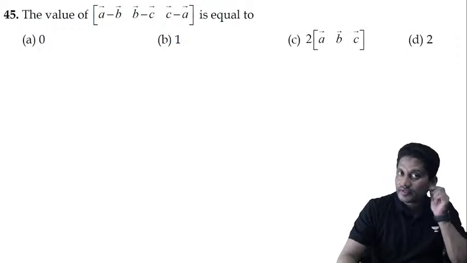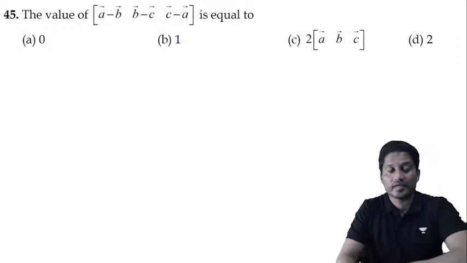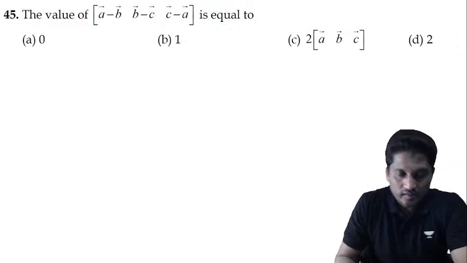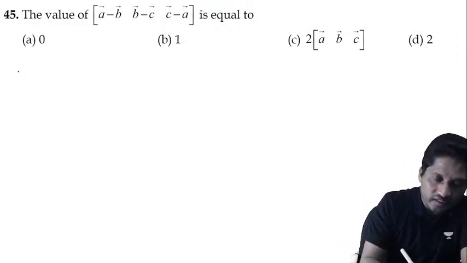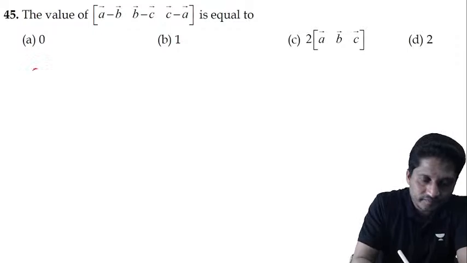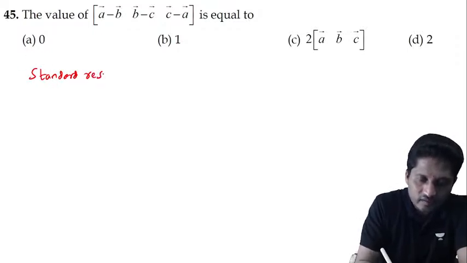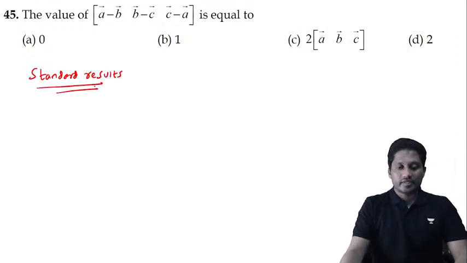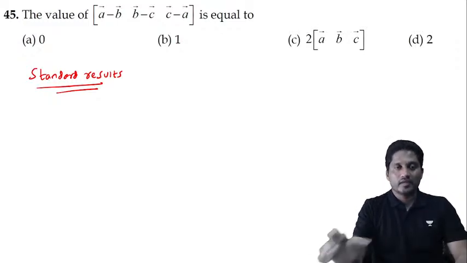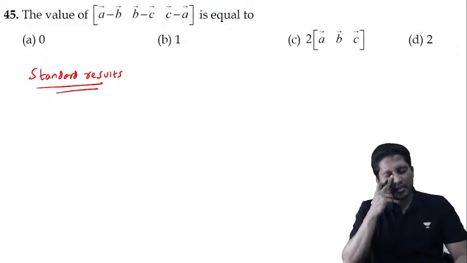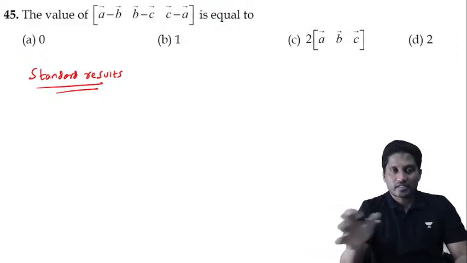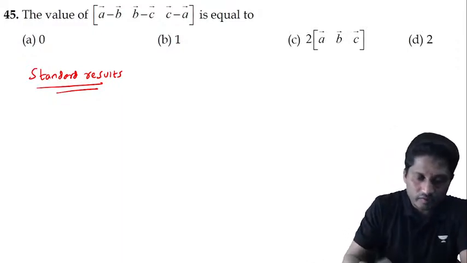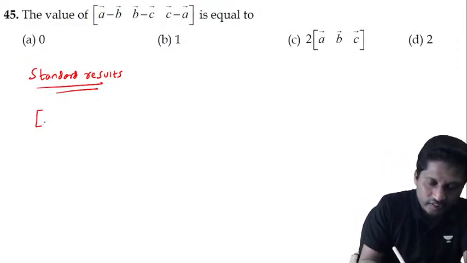Question number 45. What is box of A minus B, B minus C, C minus A? See this, there are some standard results which you have done in NCERT. Standard result. This scalar triple product was deleted for CBSE students. So CBSE students will go through this scalar triple product, STP. This was supplementary portion in NCERT textbook book 2, exercise 10.5. So if I look into it, there are some standard results which you need to remember.